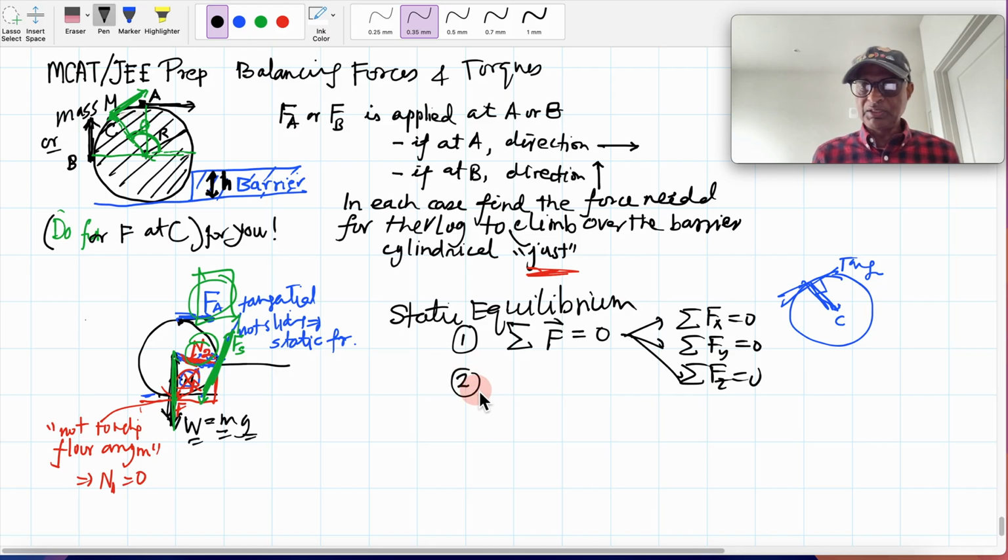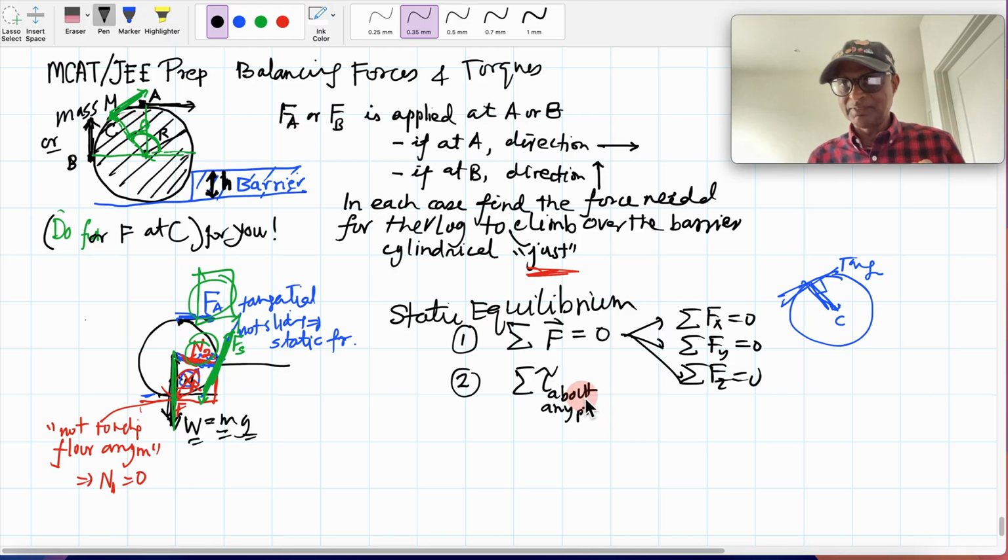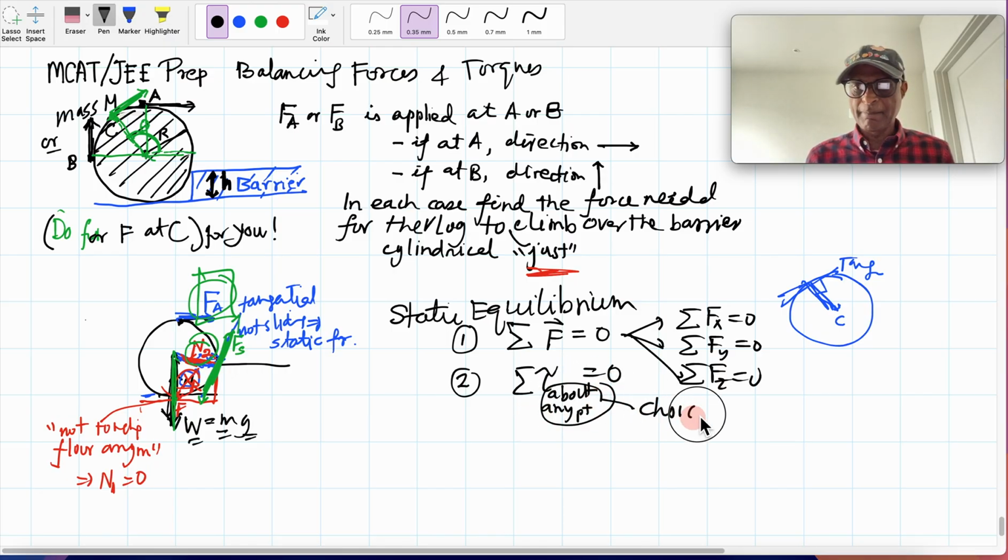And rule number 2 is that the torques about any pivot point will be 0. Any point, pivot or not, random points. So the sum of the torques about any point or any axis will be 0. So you have a choice of picking points.